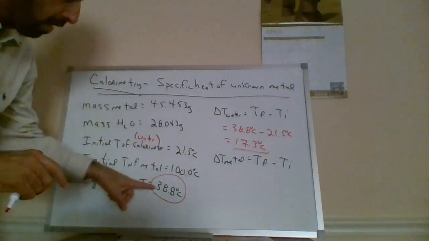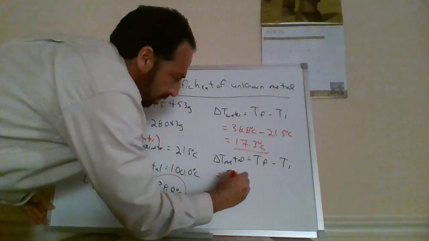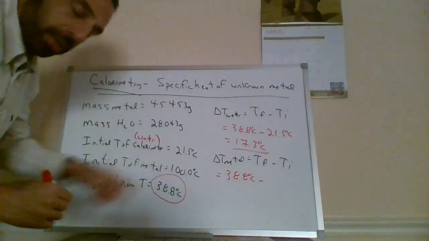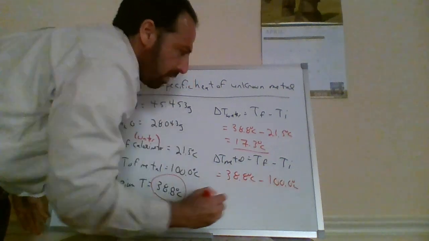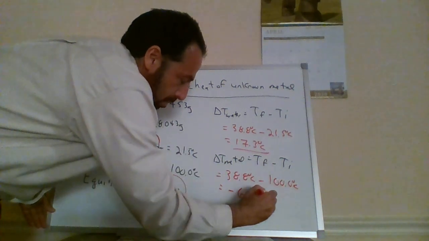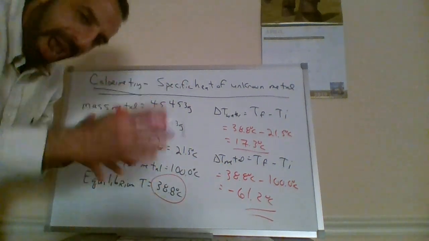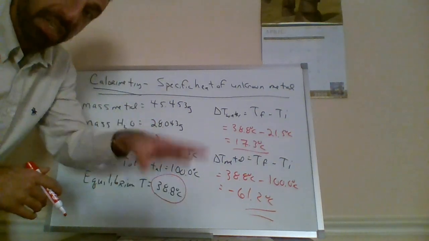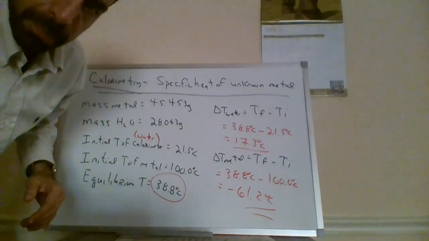For the metal, the final temperature again is 38.8. The initial temperature of the metal is 100.0 degrees Celsius. So I wrote a negative 61.2. You don't have to write that negative, but a negative is going to cancel out anyway because the metal lost heat. So its final temperature is lower than its initial temperature.